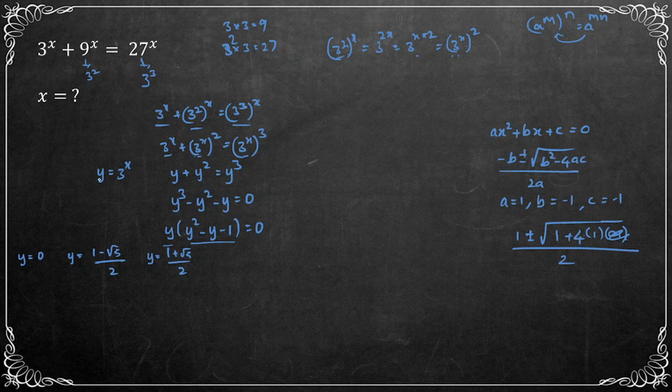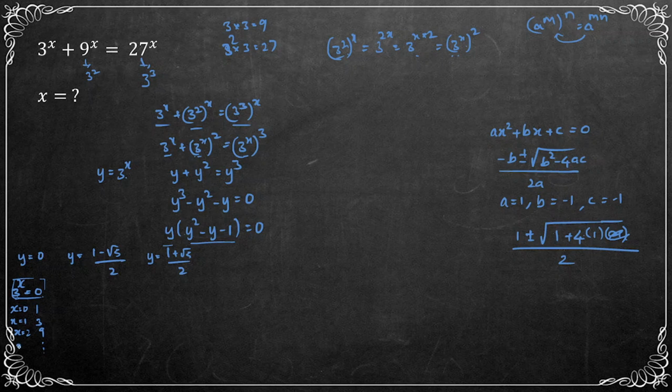Since we have taken y is equal to 3 power x, 3 power x is equal to 0 can never be true. Why? Because 3 power x is always positive. If we put x is equal to 0, we have 3 power 0, which is 1. If we put x is equal to 1, we have 3. If we put x is equal to 2, we have 3 square, which is 9. It goes like that.